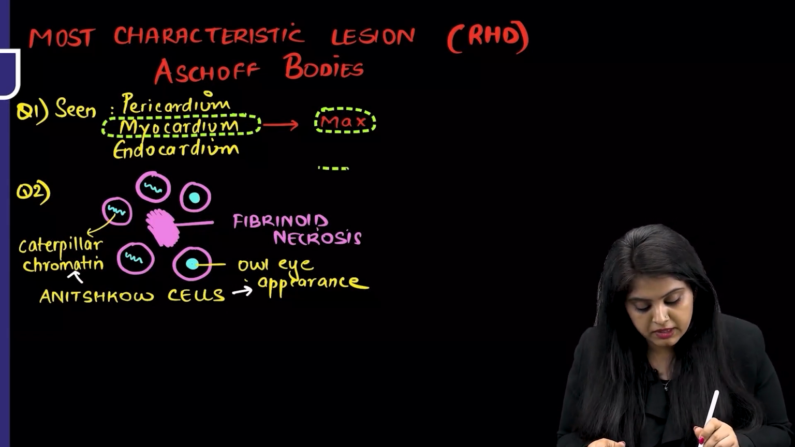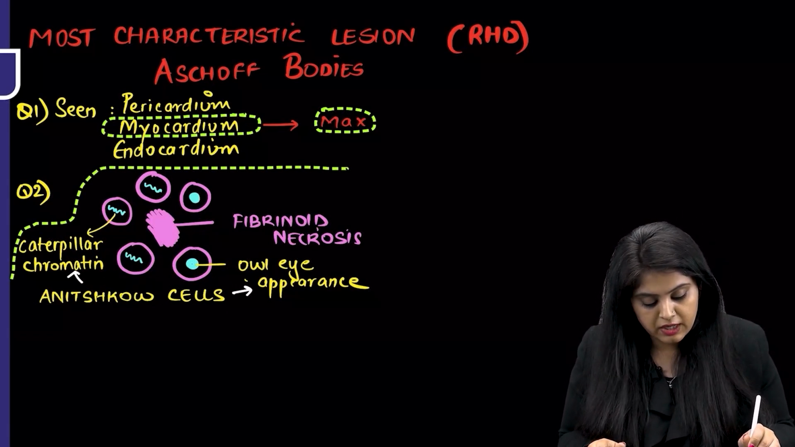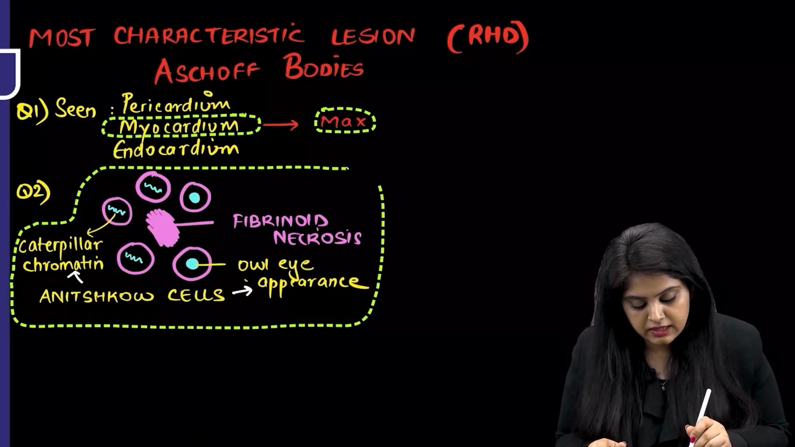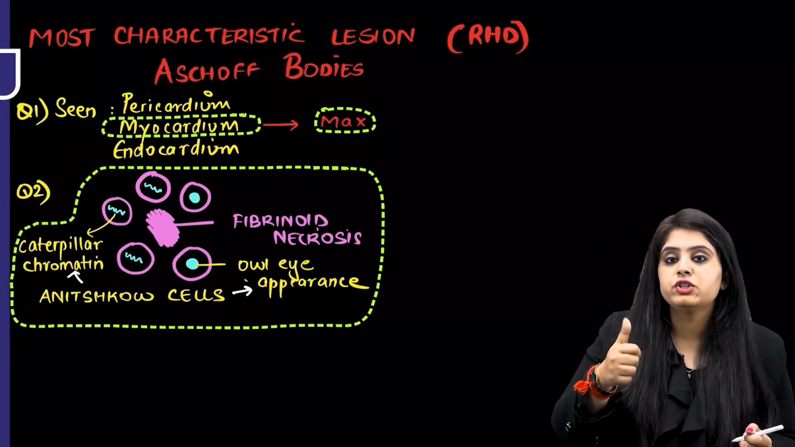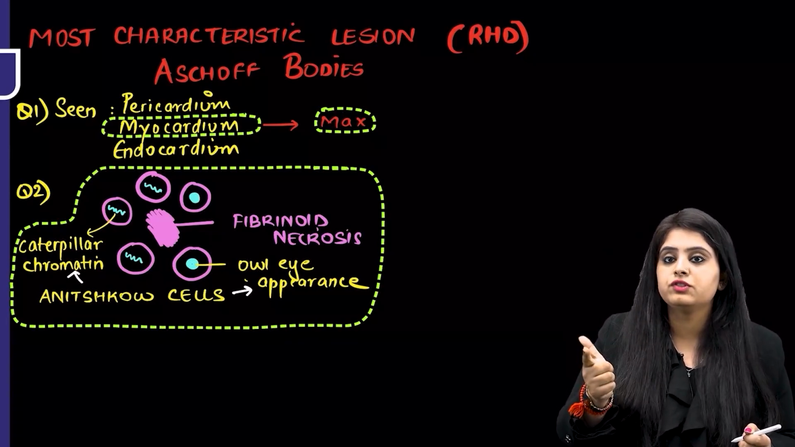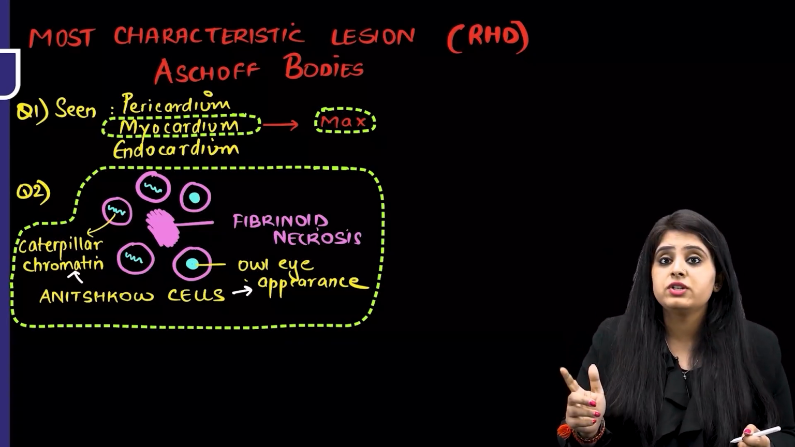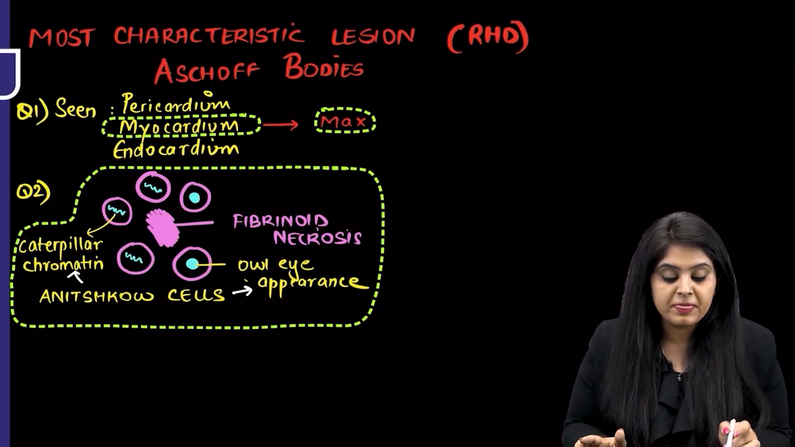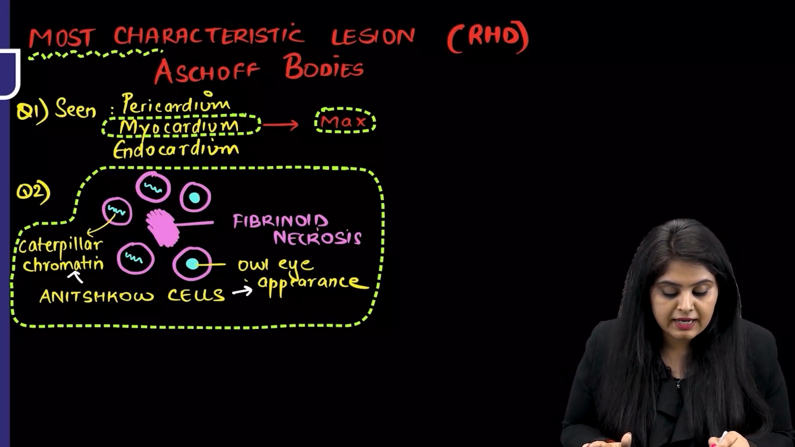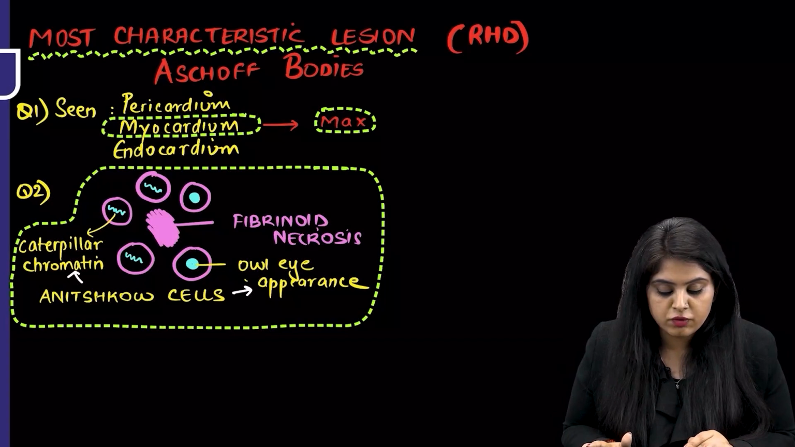Now I'm going to make a boundary around it, because this entire thing is referred to as an Aschoff body. So what all does an Aschoff body include? Which necrosis? Fibrinoid necrosis. Which cells? Anitschkow cells. Which layers? It is seen in all the layers, but where is it maximum? Myocardium. And this is the most characteristic lesion, that is Aschoff bodies.